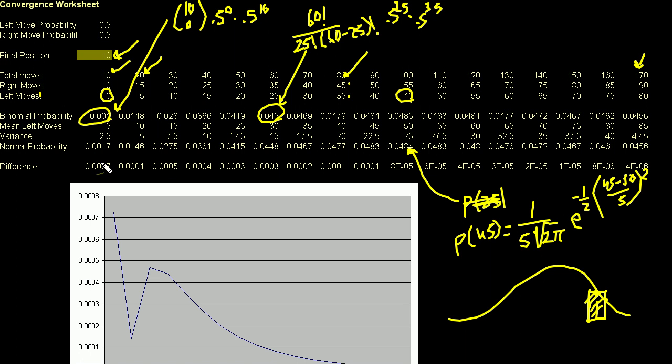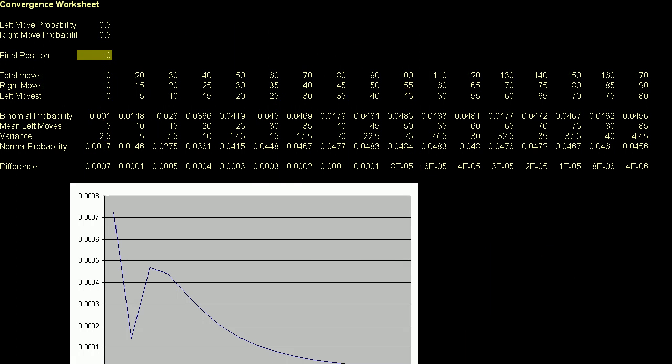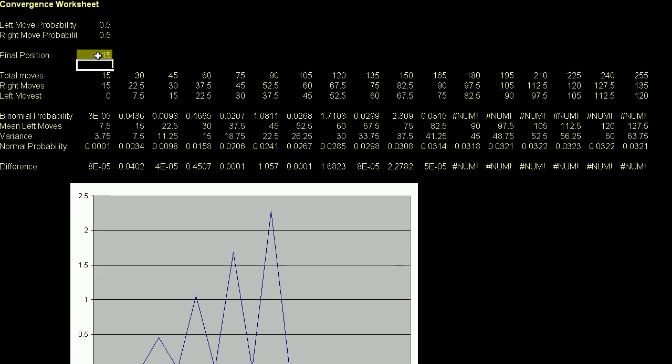And in this chart, I show you that as the total number of moves gets larger and larger, the difference between what the normal probability distribution tells us and the binomial probability distribution tells us gets smaller and smaller, in terms of the probability of you ending up 10 moves to the right. And you can change this number here. Let me change it just to show you. You could say, what's the probability of being 15 moves to the right?